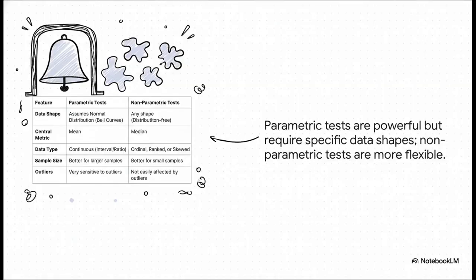Now, take a look at this. This slide lays out the difference so clearly. See that first row, data shape? Parametric tests need your data to look like a normal distribution, that classic bell curve. Non-parametric tests, they're way more flexible. They can handle pretty much any data shape you throw at them. That one assumption right there is the main gatekeeper.